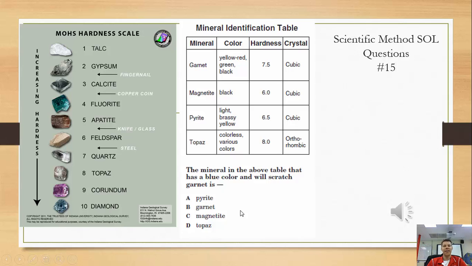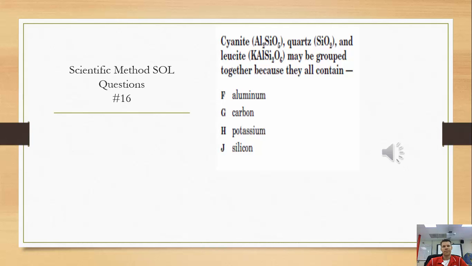So our answer is topaz, whether you looked at it the hard way or the easy way. D, topaz. This is an easy question.